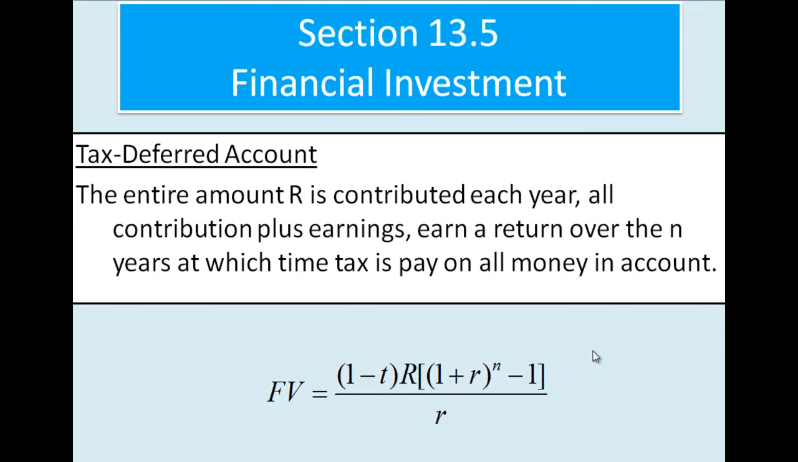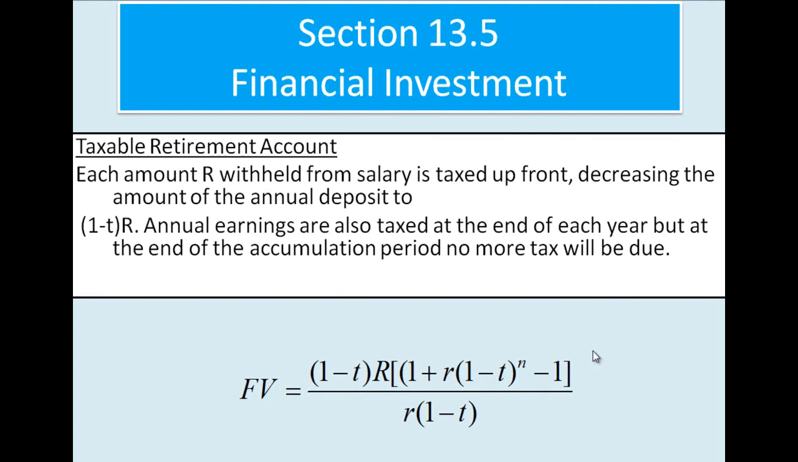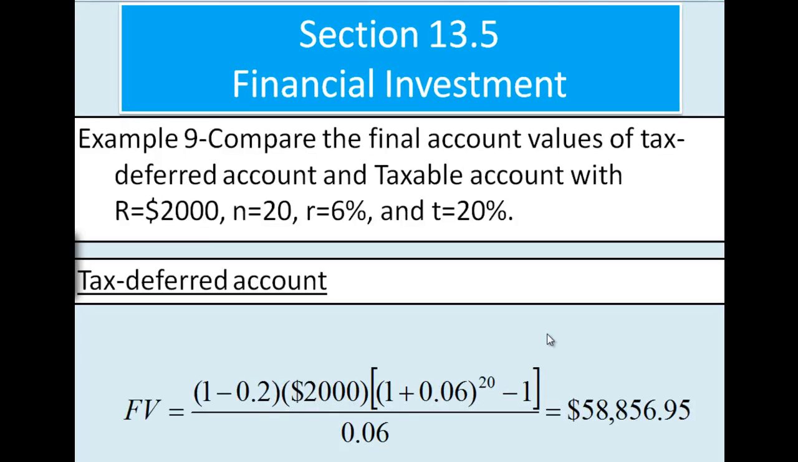Another option is the tax salary account. It's different. The amount withheld from the salary is taxed up front, decreasing the annual deposit to R multiplied by 1 minus T, where T is the tax percentage. Annual earnings are also taxed at the end of each year, but at the end of the accumulation period no more taxes will be due. Okay, let's see one example to compare both accounts.